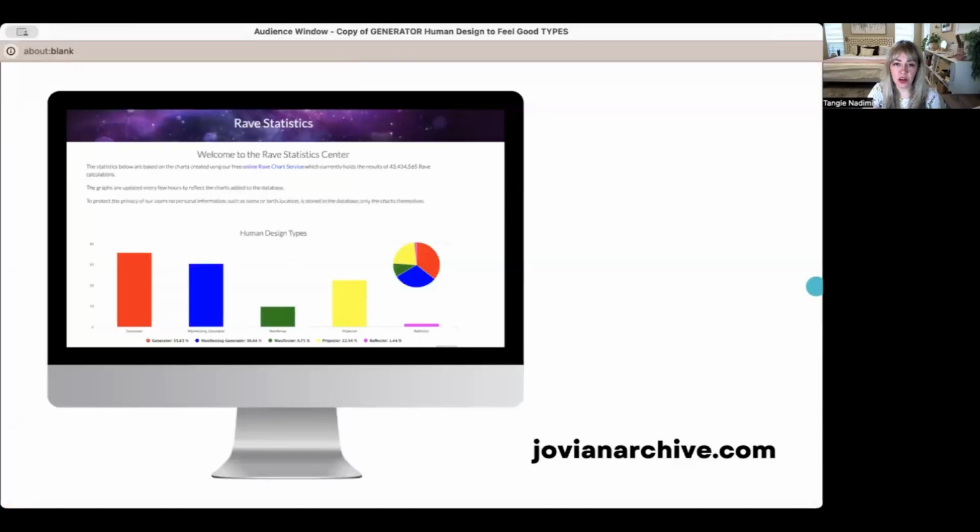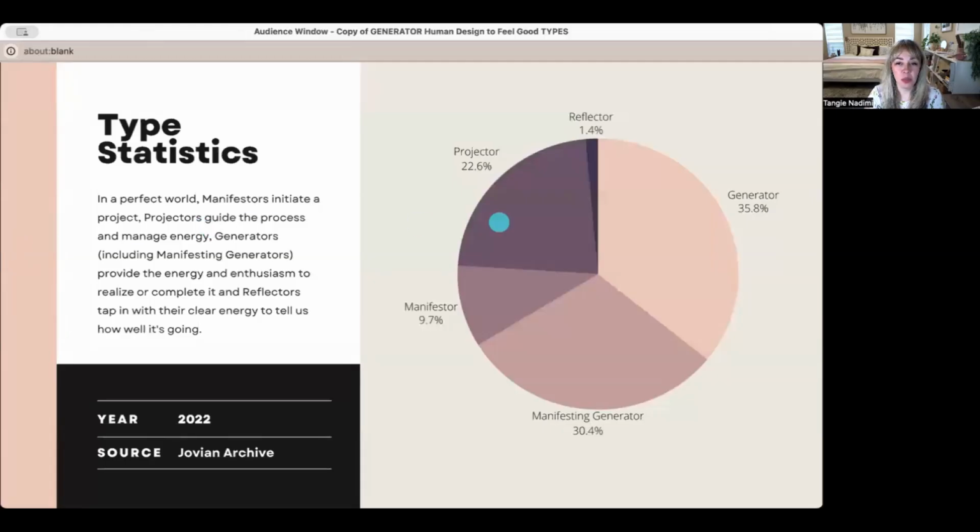And these are based on currently 434,565 calculations. So if you want to see the most up-to-date statistics, you can do that at jovianarchive.com. But let me go back to this slide. So we've got about 70% of people having a generator aura, meaning a defined sacral, about 22% projector, 10%-ish for the manifestor aura, and 1% for the reflector aura.